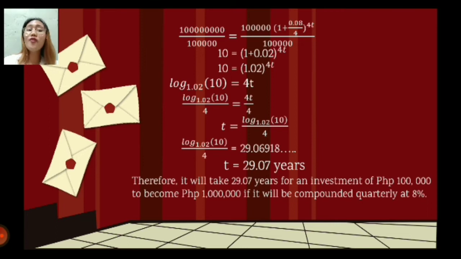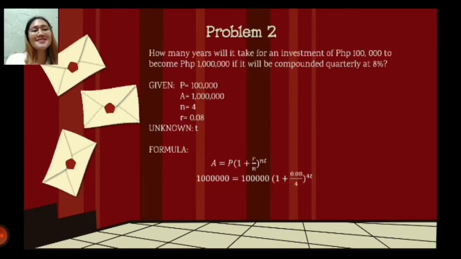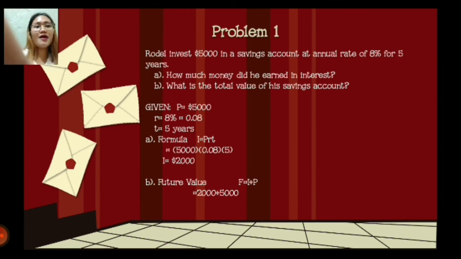So therefore, it will take 29.07 years for your investment of 100,000 to become 1 million if it will be compounded quarterly at 8%. Okay, I hope everyone learned something about interest, especially in this averaging part.